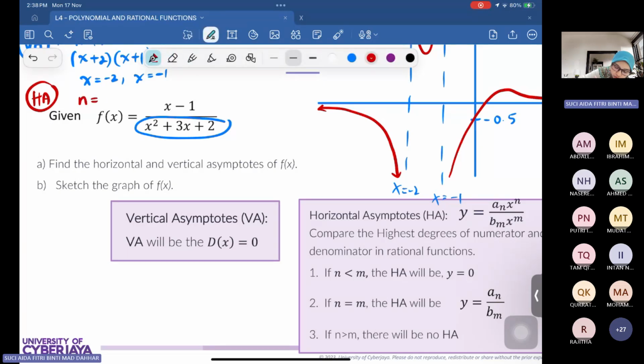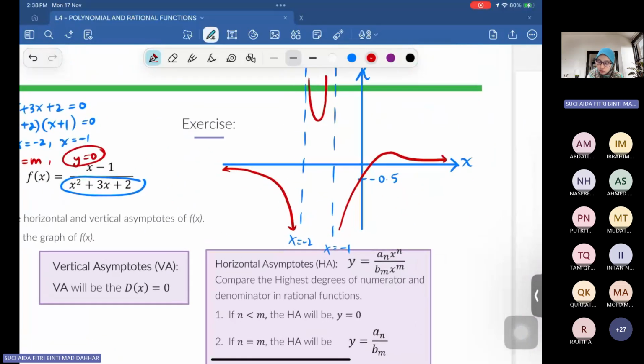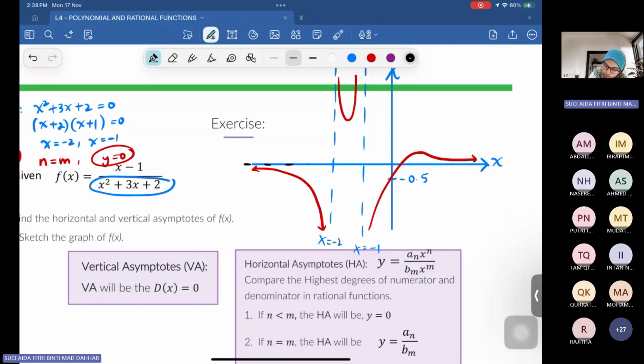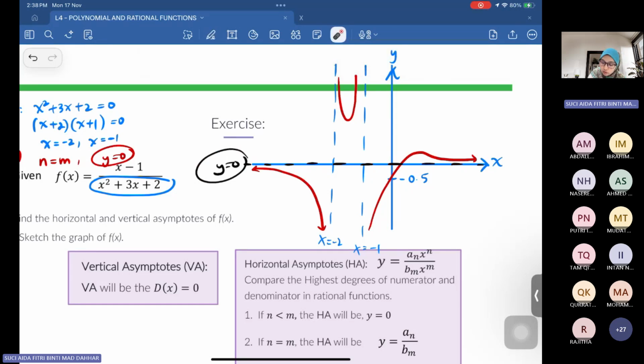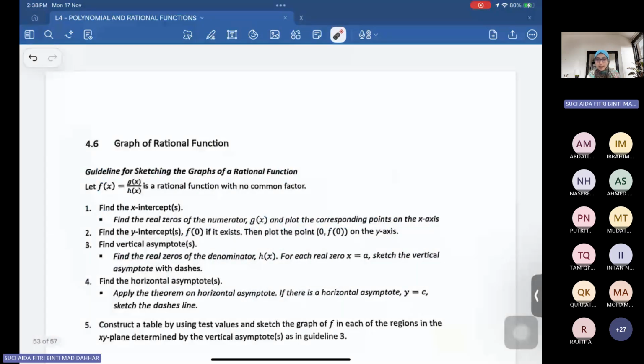So n is smaller than m, and y equals 0 is our horizontal asymptote. So this is actually an asymptote exactly on the x-axis. Okay? And later I will teach you how I know that I should have, because you have like this, right? Like you have different blocks. So you need to know where you place your graph correctly. Okay? So I'll teach you later how I know that I get one graph here, one graph in the bottom, and then one graph over here. Okay? So we will do that here.